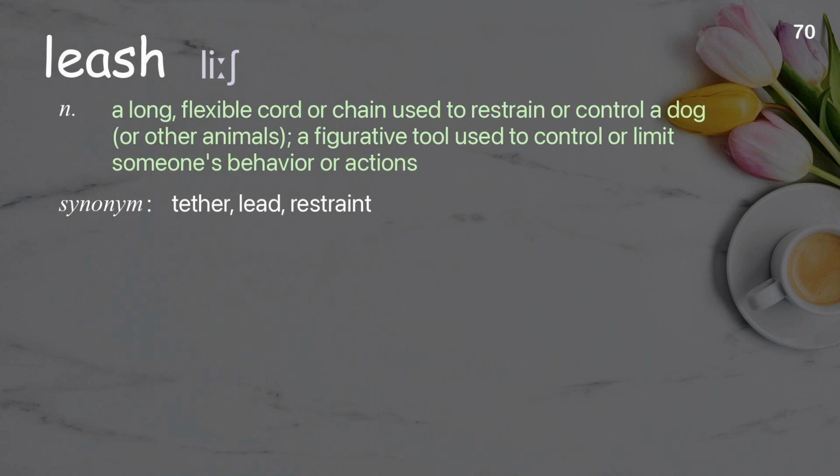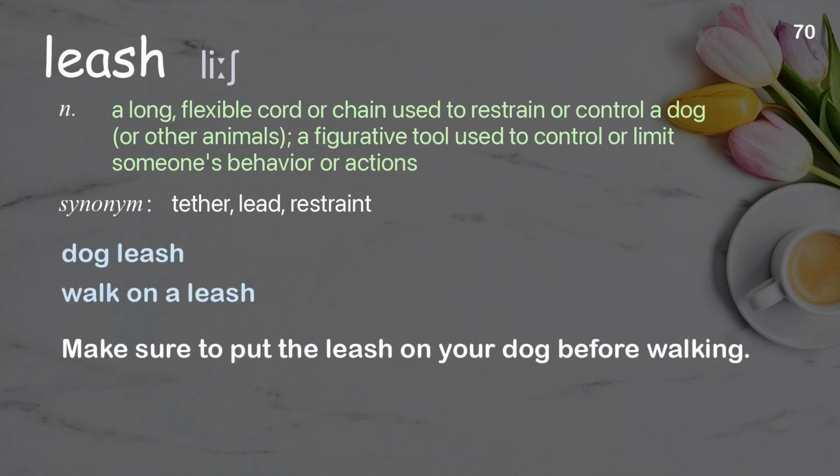Leash. A long, flexible cord or chain used to restrain or control a dog or other animals. A figurative tool used to control or limit someone's behavior or actions. Examples: Dog leash. Walk on a leash. Make sure to put the leash on your dog before walking.